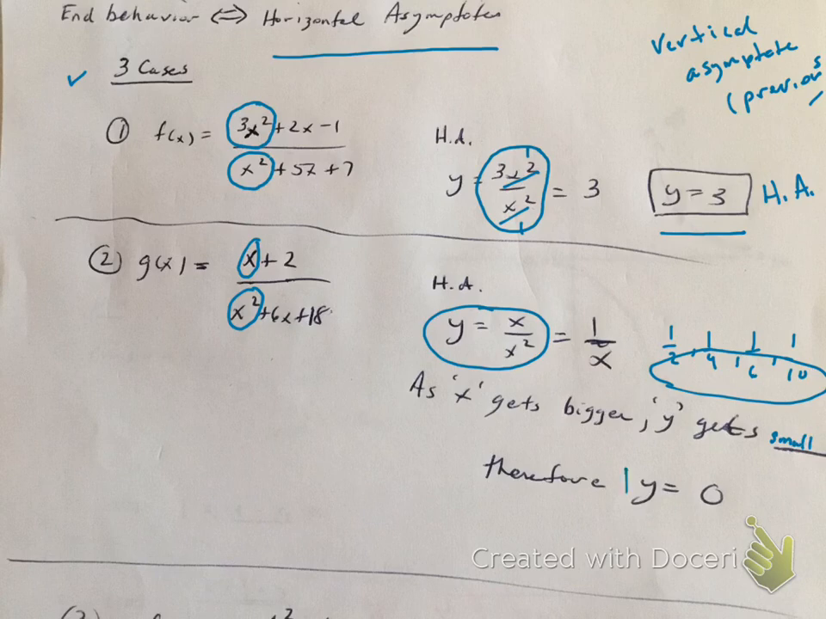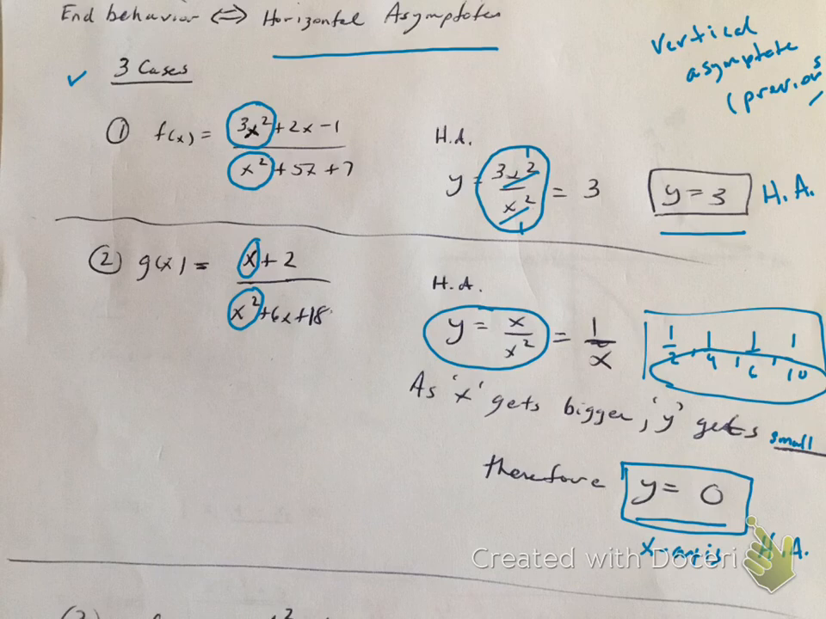And because of that, y equals 0 is going to be your horizontal asymptote, which you might also make note is the x-axis. That is your horizontal asymptote. Why? Because these points get closer and closer to that, and they never quite reach it, and they will not quite touch that horizontal asymptote.